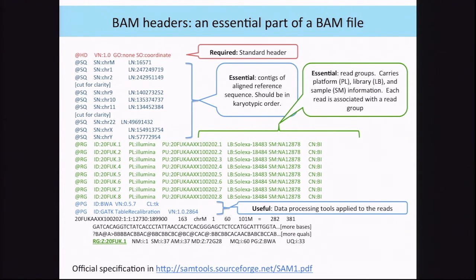After that, we have read groups. This is a description of which sequencer was used, which lane, which sample, which library. This is important in case something went wrong during processing of a particular lane or a particular machine. Later, when trying to recalibrate based on error rates, this will be very important information. Each read is associated with a specific read group.